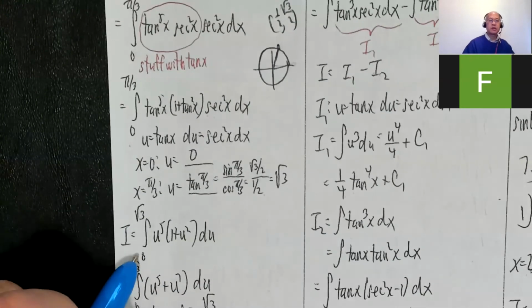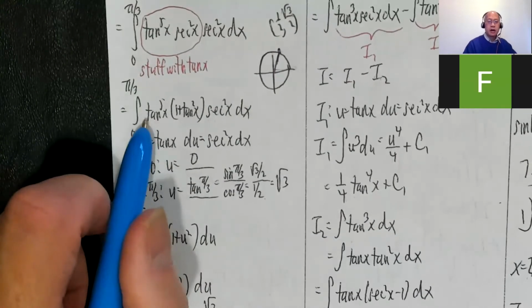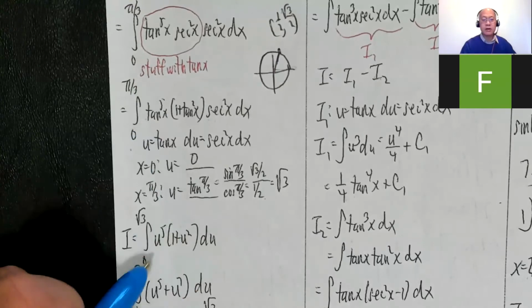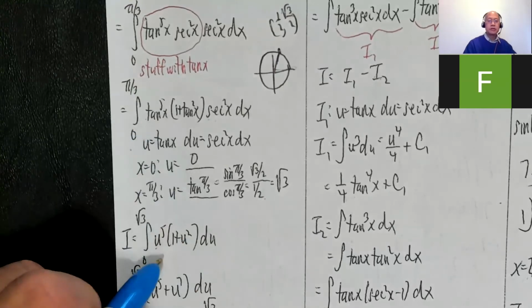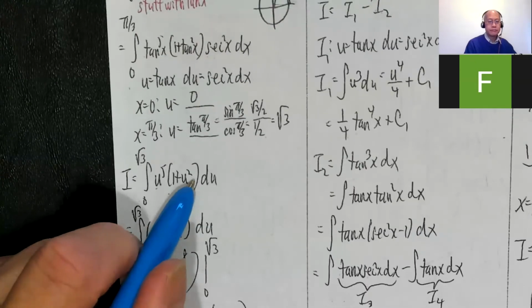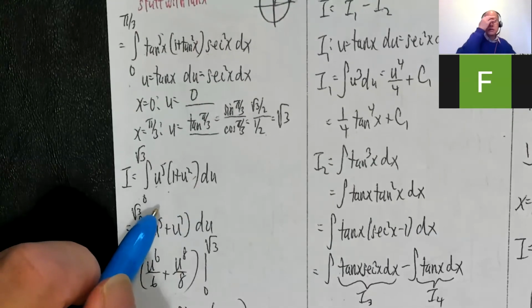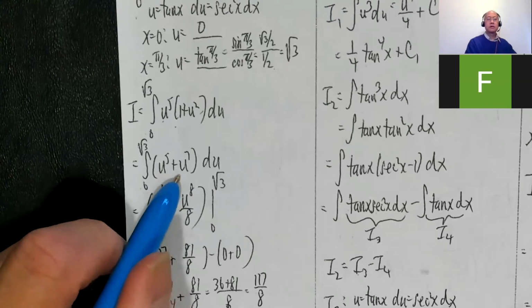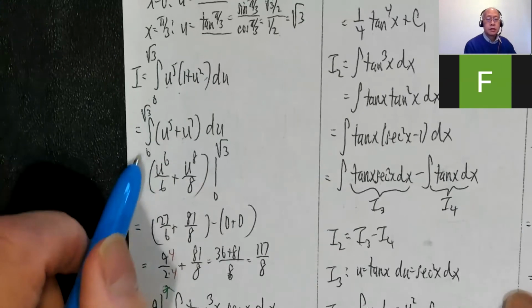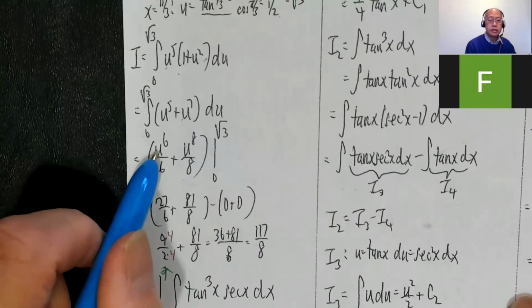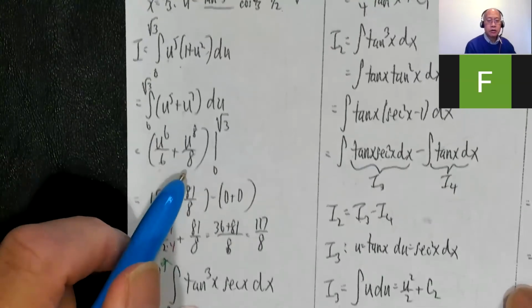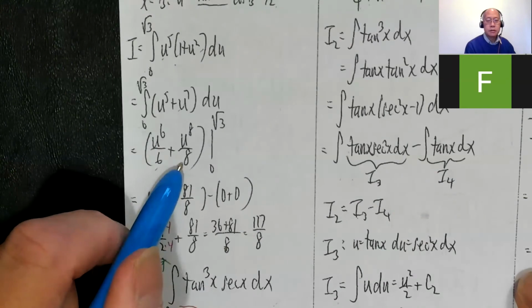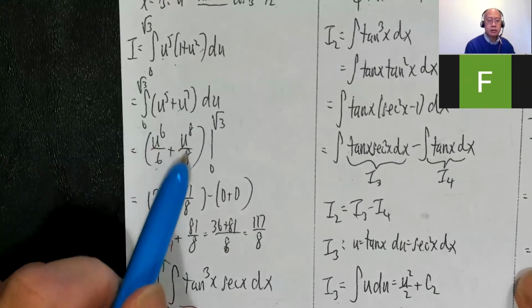So my new integral is from 0 to radical 3 of tan to the 5th, which is now u to the 5th times 1 plus u squared du. Okay, so that's going to be u to the 5th plus u to the 7th. So integrate u to the 6th over 6, u to the 8th over 8. Now, if I plug in 0, I get 0.